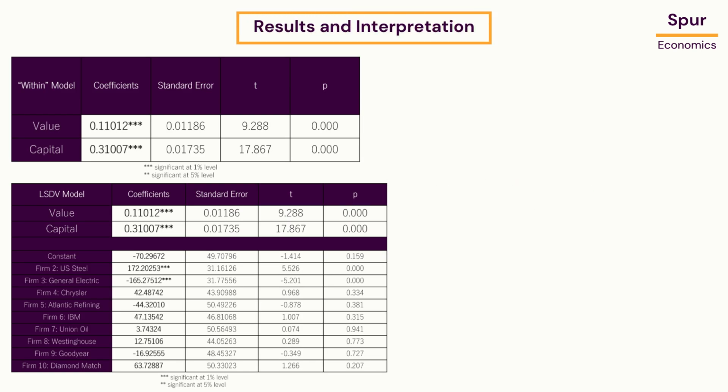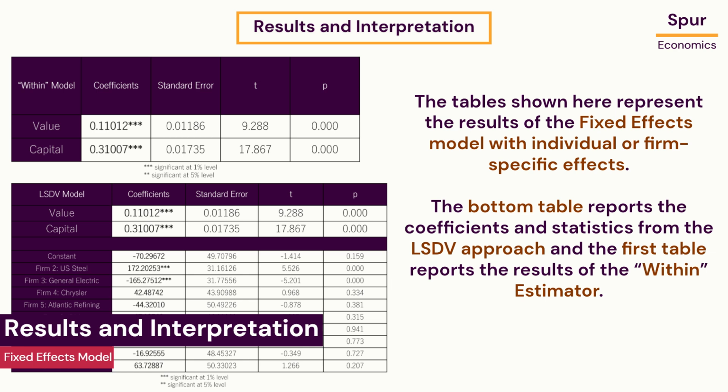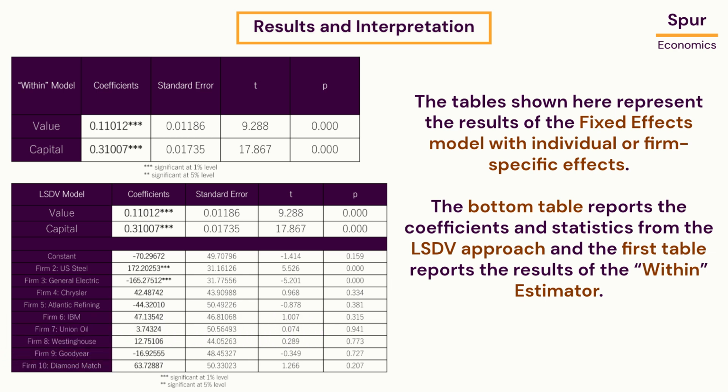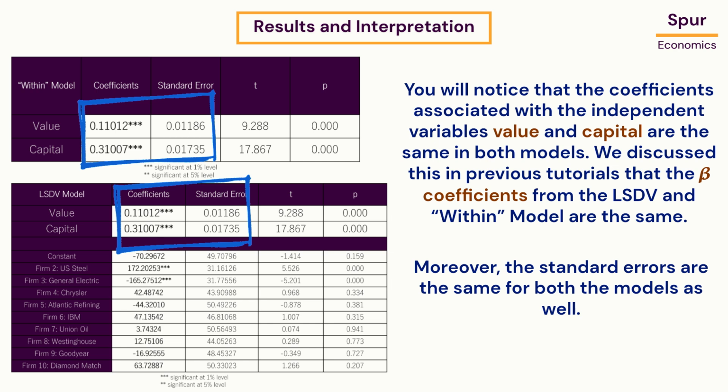Let us take a look at the results of the fixed effects models using the LSDV and within estimator. The tables shown here represent the results of the fixed effects model with individual or firm-specific effects. The bottom table reports the coefficients and statistics from the LSDV approach, and the first table reports the results of the within estimator. You will notice that the coefficients associated with the independent variables value and capital are the same in both models. We discussed in previous tutorials that the beta coefficients from the LSDV and within model are the same. Moreover, the standard errors are the same for both the models as well.